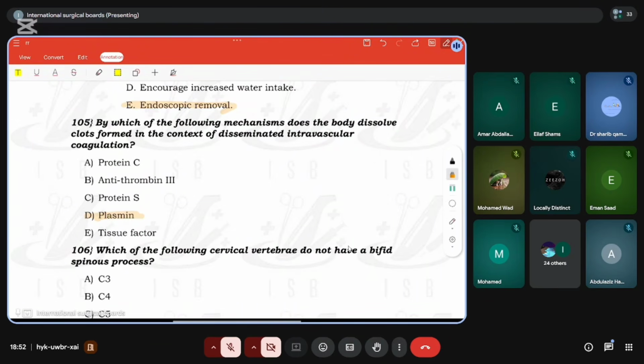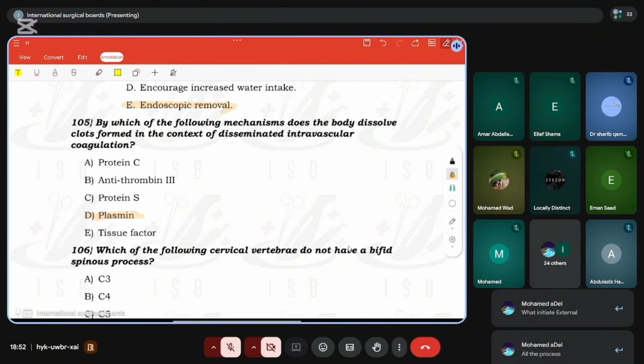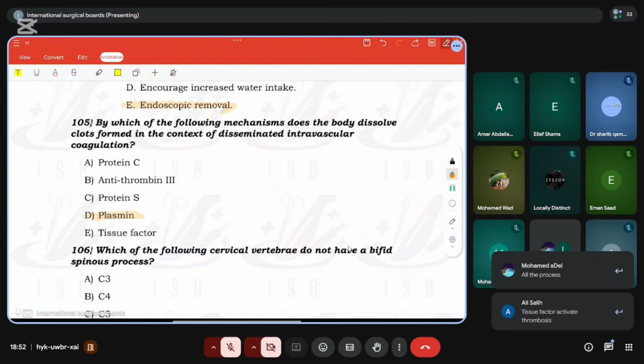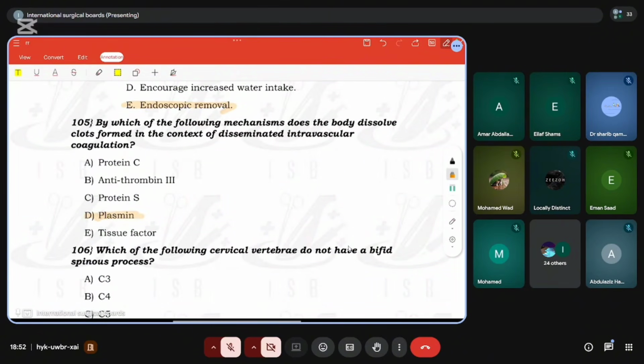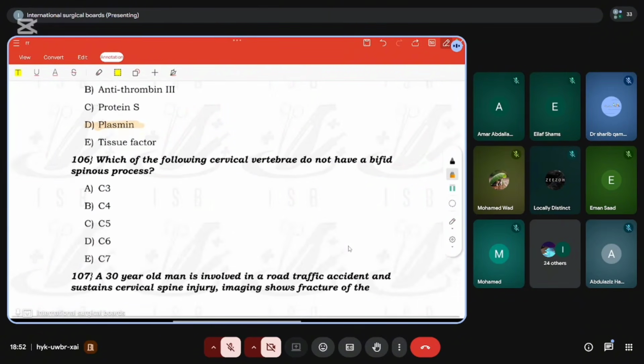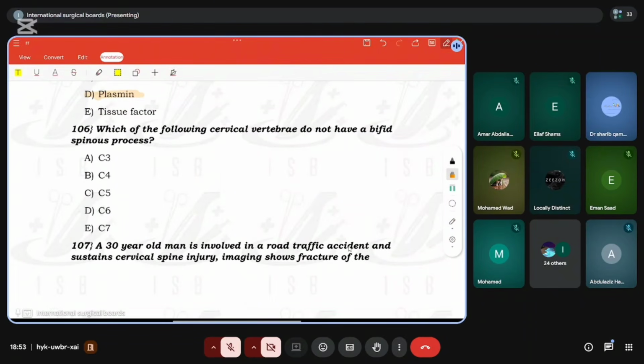Why not E? Tissue factor. What's tissue factor, guys? You don't know that? Please tell me. Yes, Muhammad. It doesn't have anything to do with dissolving a clot. It activates the extrinsic pathway of coagulation, factor 7. So it doesn't have anything to do with dissolving an already formed clot. Okay, let's see the next one.